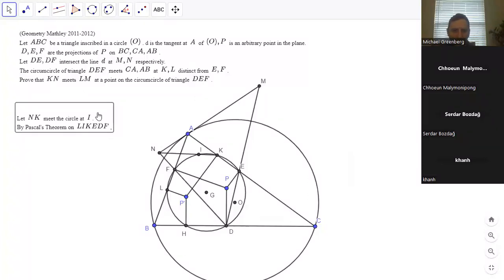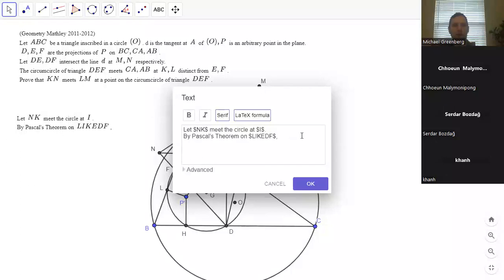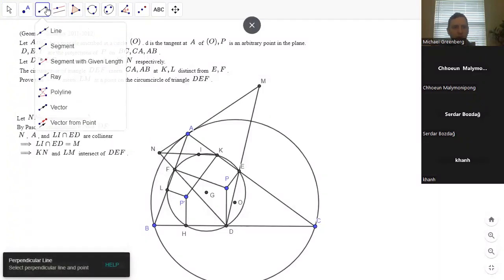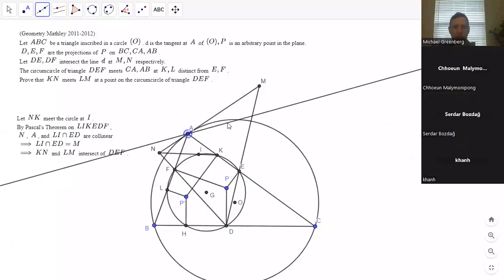NA and LI intersect EB. Collinear. And that means that M, and that means that KN and LM intersect. Yeah. Okay, so we don't use that tangent fact anywhere. Let me just check that. Pretty sure that's true.